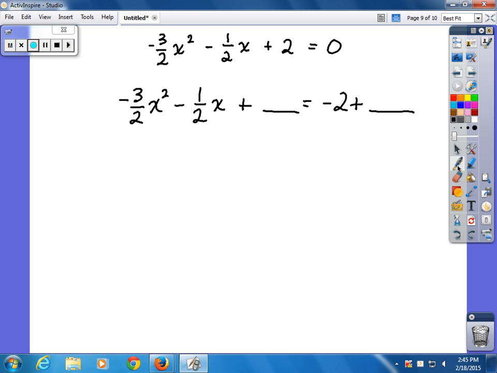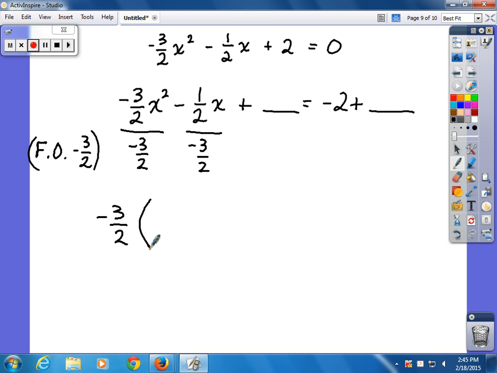All right, so we're going to factor out a -3/2. But I'm going to show you what you do when you factor out, so I'm going to divide each one by -3/2. That's what you do when you factor. So factor out a -3/2, and that's going to give you what here? It will always give you x squared, because you can't complete the square unless you have the coefficient of x squared equal to 1. So that's the way you do it.